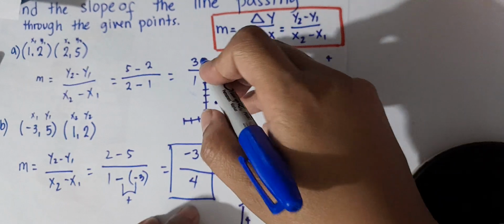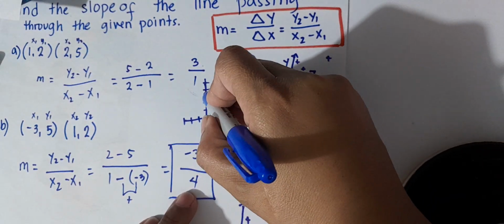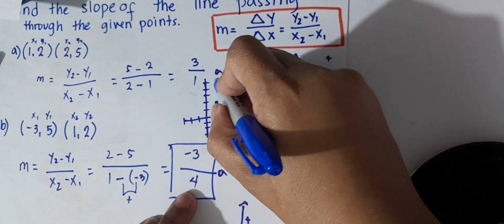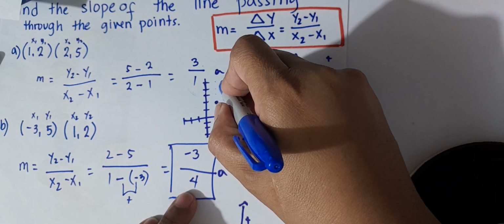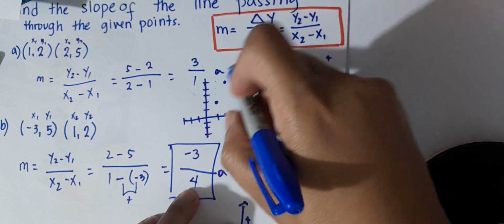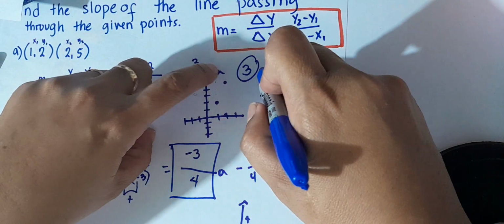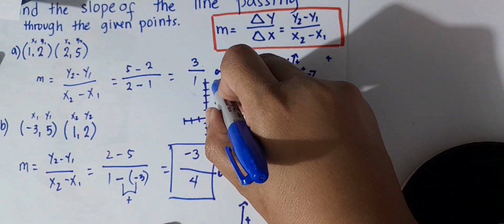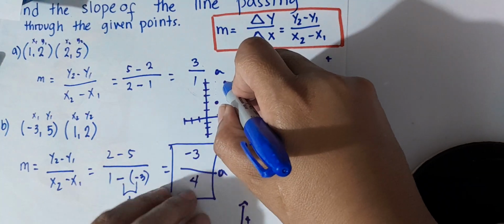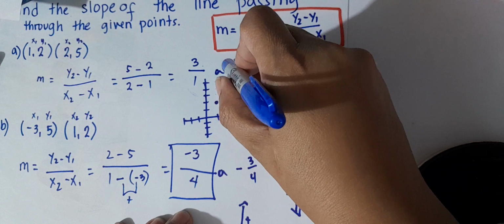This is the slope here. Because the difference from 2 to 5, that will be 3. And then from here, 1. Okay? It's rise over run. So 3 up, 1 right. So 3 up, 1. And then, we can move this one up again.